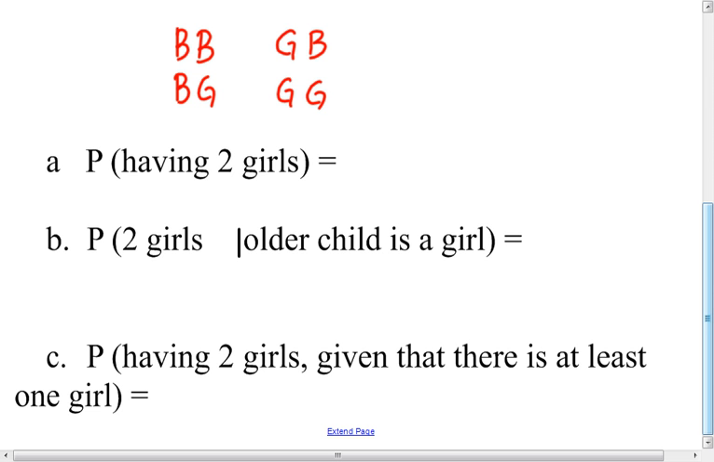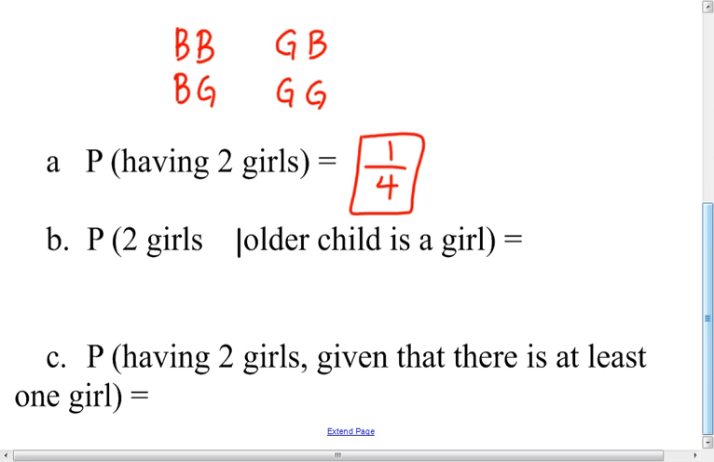So for the probability of having 2 girls, there's 4 options when you have 2 children. Out of those 4 options, only one of them has 2 girls. And so that's how that goes. You could also go like this. The first time you have a child, there's a 1 in 2 chance of having a girl. And the second time, there's a 1 in 2 chance of having a girl. And that gives you 1/4. So that works for that.